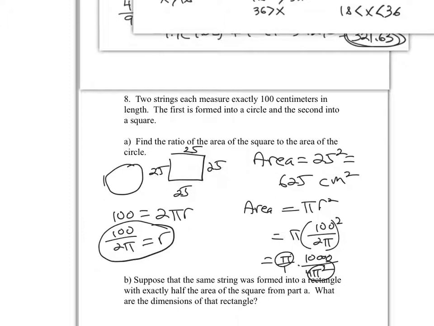Well, the pi here and the pi squared here are going to allow us to simplify, and we're going to end up with just 10,000 over 4 pi. And we can cancel out here to get 2,500 over pi as the area of the circle. And that'll be in centimeters squared, and you need to compare that then to the area of the square formed with that same 100-centimeter long string.